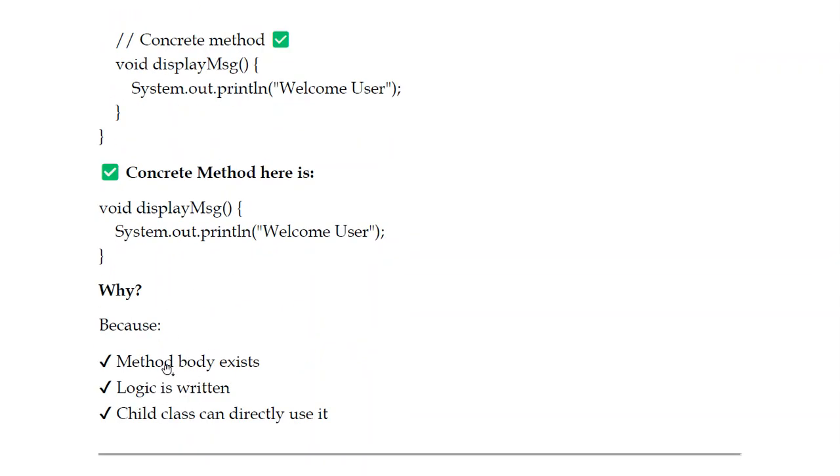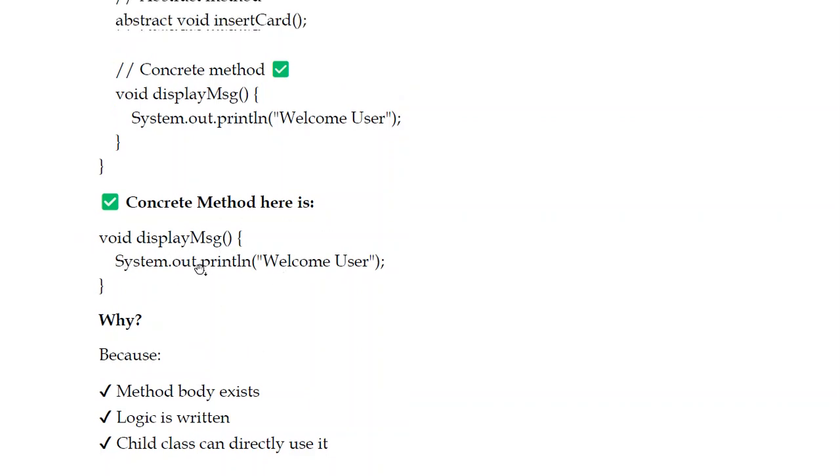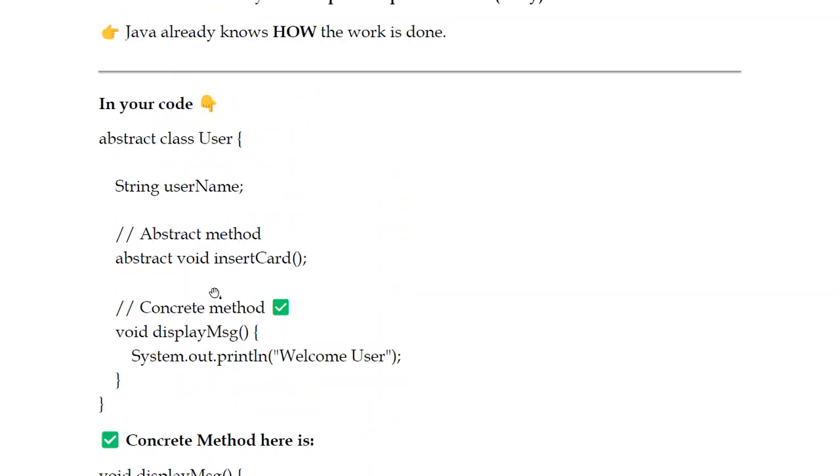We call it that because the method body exists, the definition is available, logic is written, and the child class can directly use it. In case you like to call this method, you can use it, or override it in the child class if you are going for the inheritance concept.